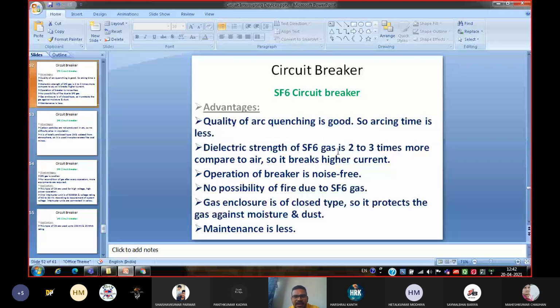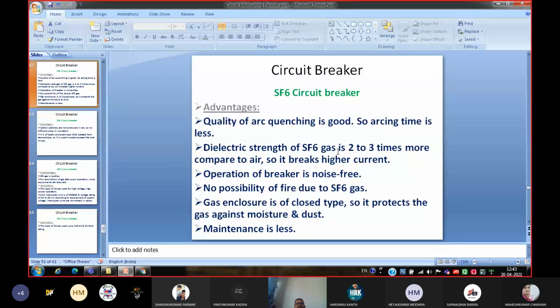Now the advantages of the SF6 circuit breaker. The quality of arc quenching is good, so arcing time is less. After generation of the arc, the time required to quench the arc is less. Arcing time is less, that means the time required to quench the arc is less. That's why it is written here that the quality of arc quenching is good.